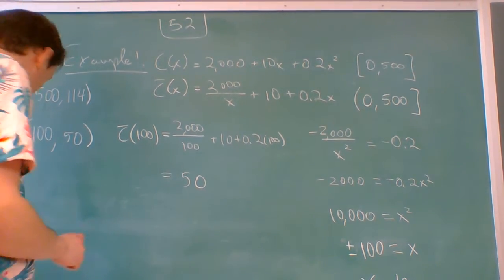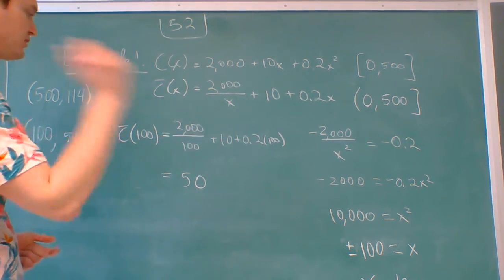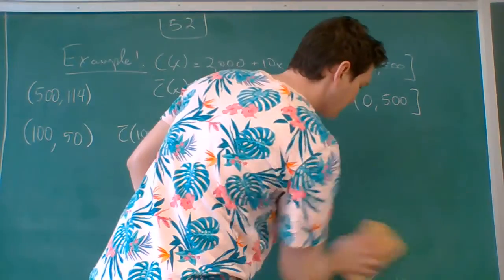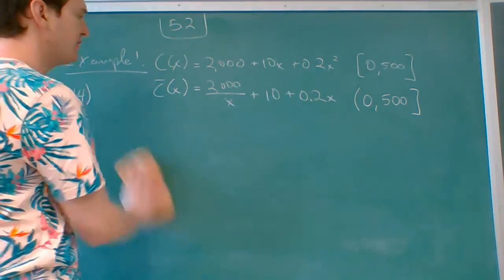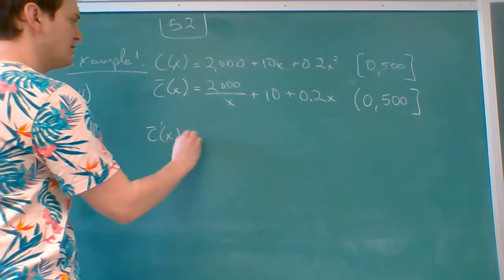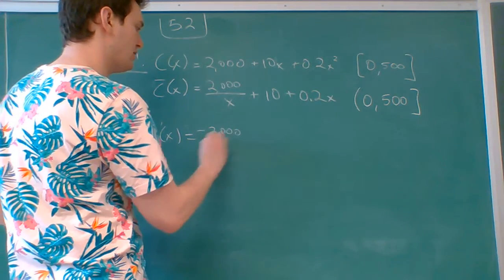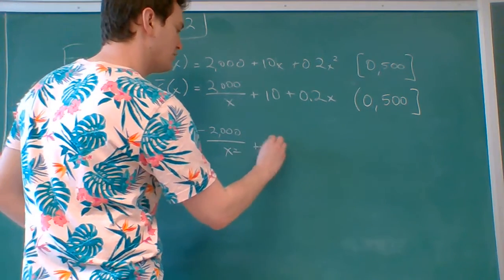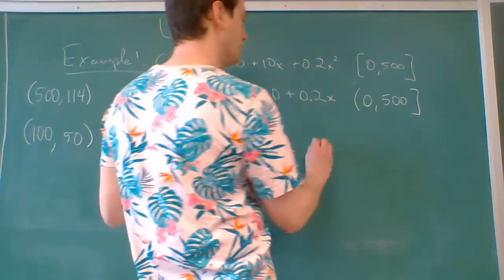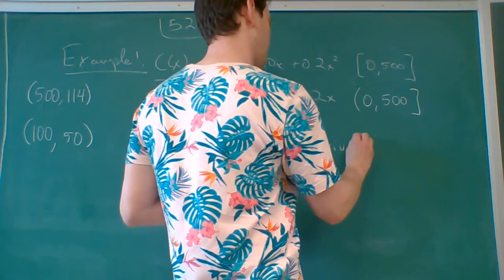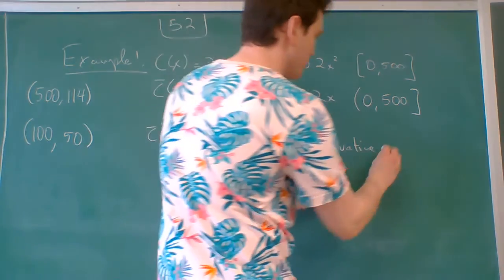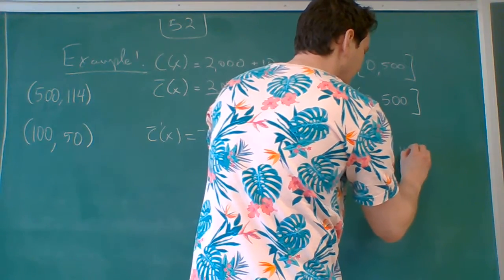Now, I've checked endpoints, I've checked where my derivative is 0. The last thing I'm supposed to check is where the derivative is undefined. So my derivative was negative 2000 over x squared plus 0.2. My derivative is undefined at x equals 0. Okay, so does that mean we're going to get another potential extreme value? Well, let's see.